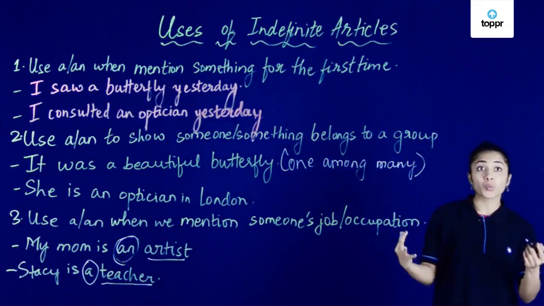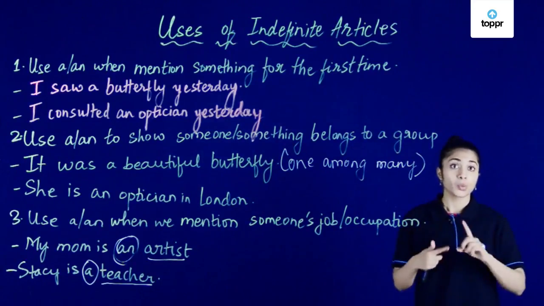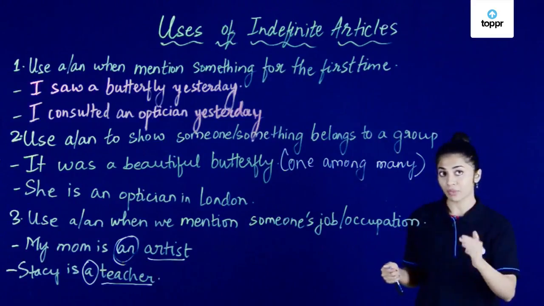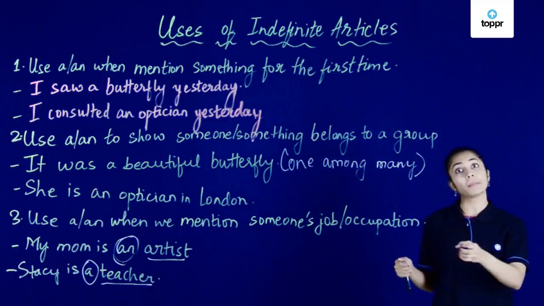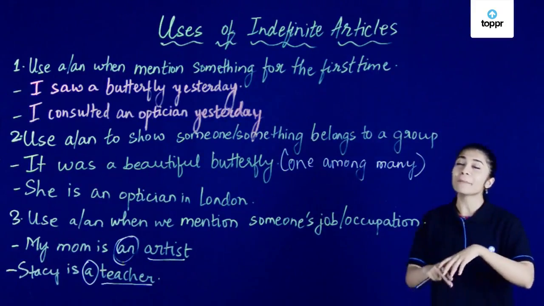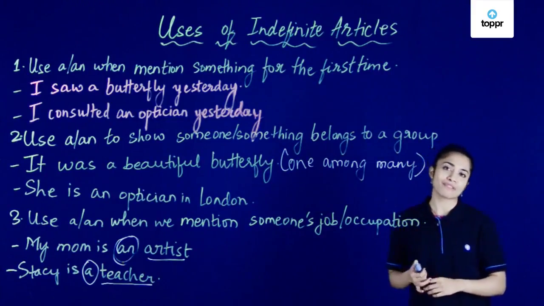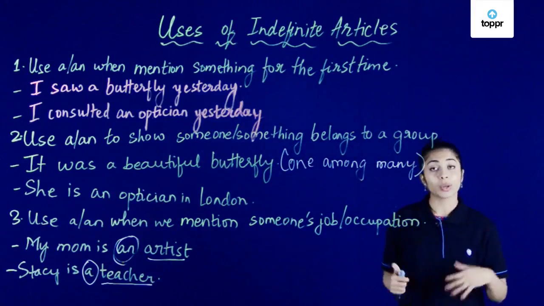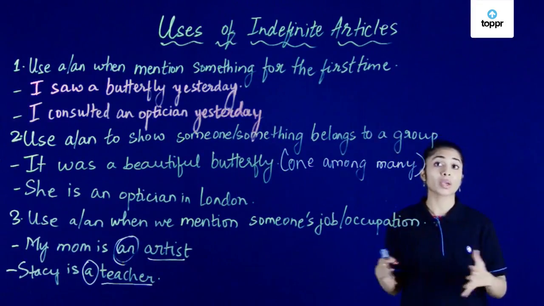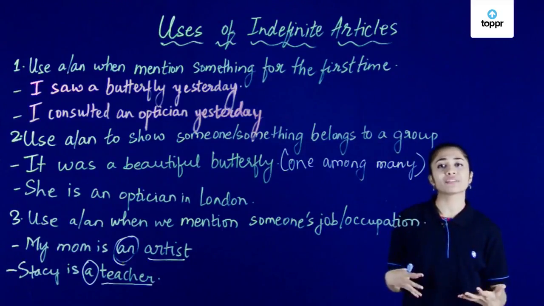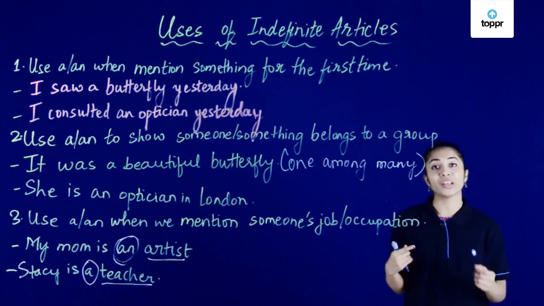So these are our three main uses of our indefinite articles a and an. We use them when we are mentioning something for the very first time. We use them when we want to refer that something or someone belongs to a group, one among the many beautiful butterflies. And thirdly, we use our indefinite articles a and an when we mention what someone's job or occupation is. So we have learned so many things about indefinite articles. We know the major difference between a and an and when to use them.